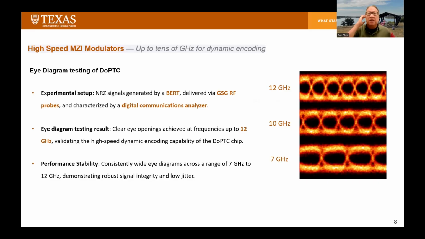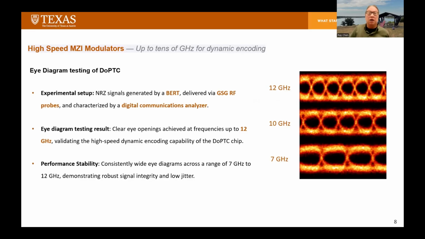we moved beyond the low-speed testing to the high-speed eye diagram. So in our setup, we generate the non-return-to-zero signal with a BERT in our lab, deliver it with RF probes, and capture the response using a digital communication analyzer to monitor the signal. So the results are shown here. We achieve clear eyes at up to 12 gigahertz from 4 to 8. Again, this is an array, not just a single device.